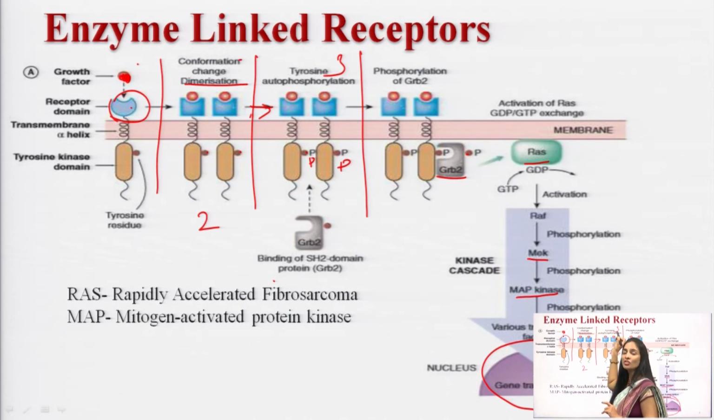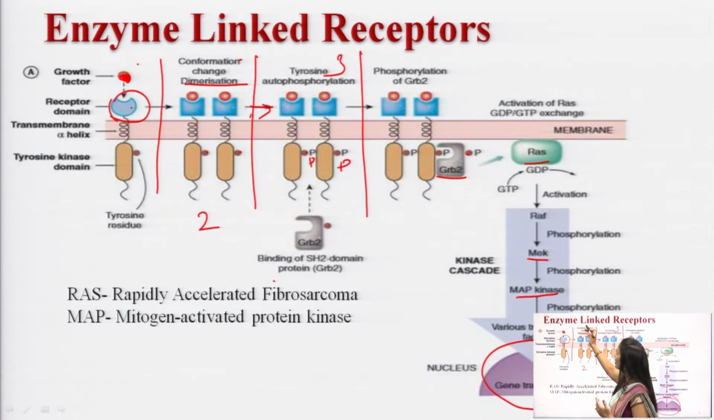What is the second step? Dimerization. What is the third step? Autophosphorylation. What is the fourth step? Requirement of SH2 domain. And what is the fifth step? The activation of an SH2 domain. When this GRB2 domain has been phosphorylated, in turn it will activate the cellular changes.